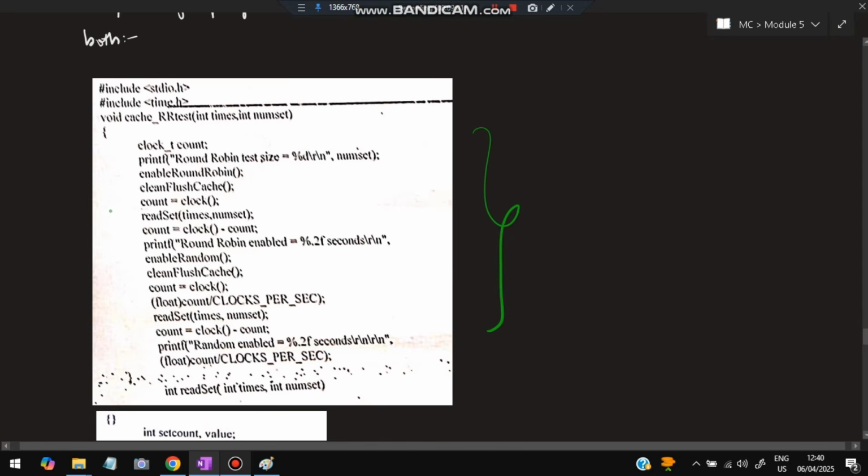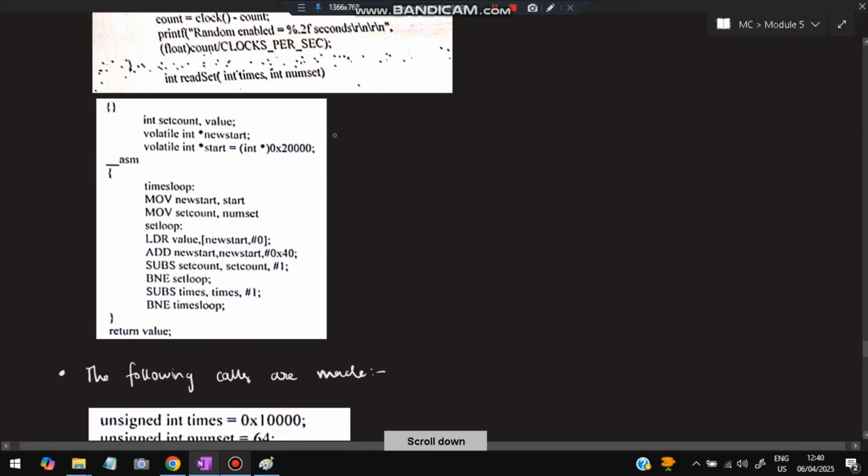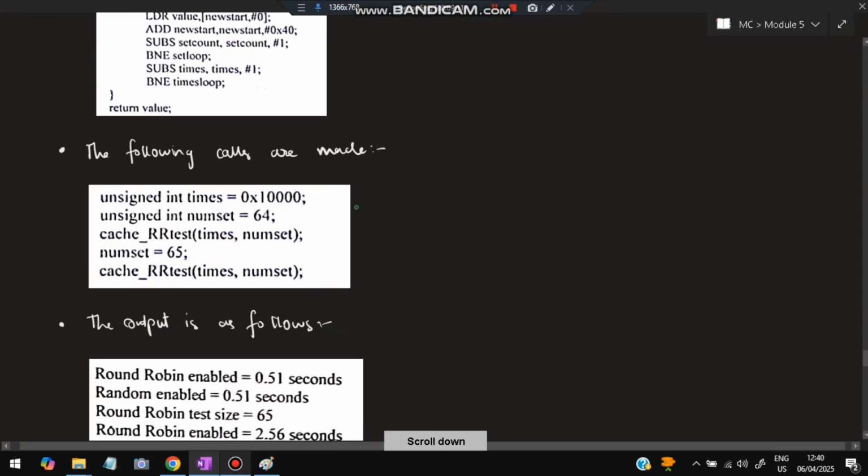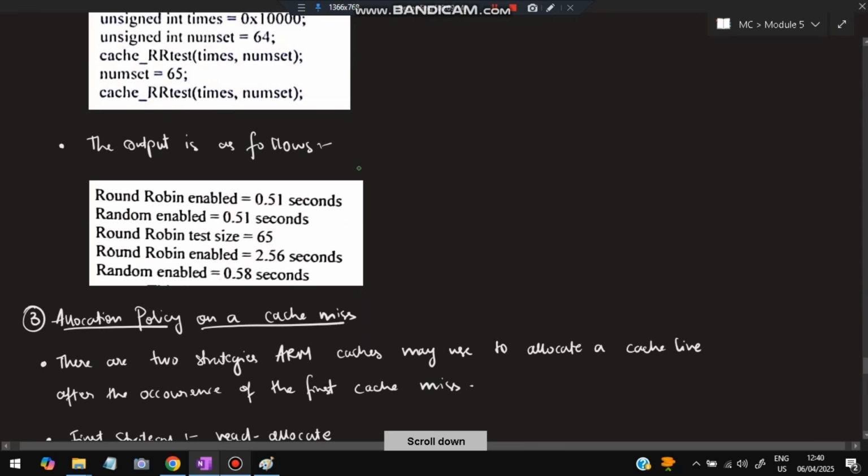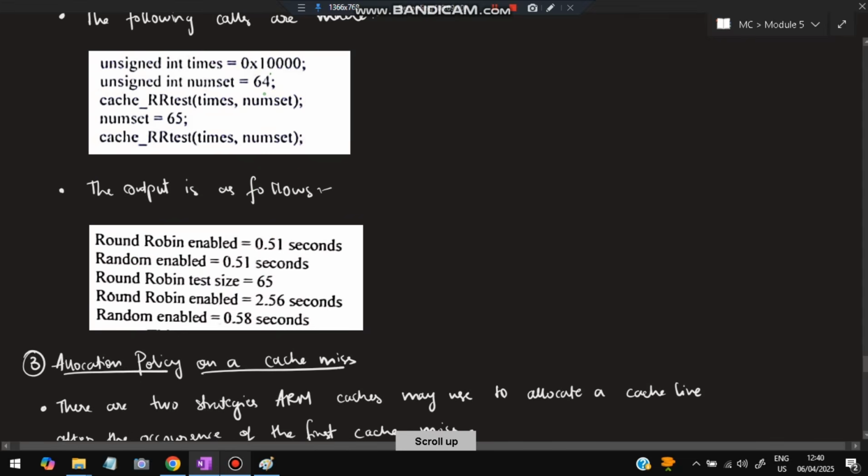This is the code wherein you enable the round robin and enable the random function. Both are enabled and time is also set here, so that we can calculate how much time is taken. We are passing the data and calling the functions from here, and after we call the functions we will see the results. As you can see in the results, round robin took 0.51 and random also took 0.51. That is when the data set is 64.